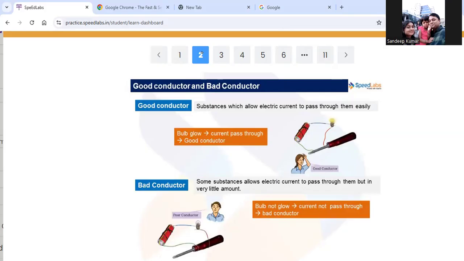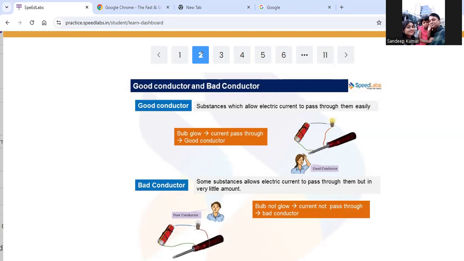we talk about the two types of conductors, good conductors and bad conductors. Good conductors are substances which allow electric current to pass through them easily, like copper wire, aluminum wire. Here you can see a tester connected to this metallic part. Once you connect to a cell and a bulb, this bulb will glow.